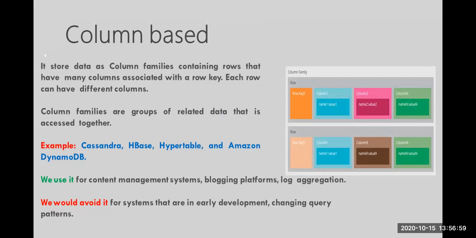Examples of column-based databases are Cassandra, HBase, and Amazon DynamoDB. We use them for content management systems, blogging platforms, and log aggregation. It is avoided for systems that are in early development or have changing query patterns. If very volatile data is there, or it's in a very early stage, or changing queries are there, then we will avoid the column-based database under NoSQL.